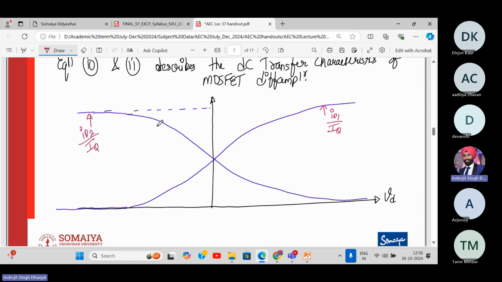Let's say this number is 0.5. This number is 1. 1 means ID1 and IQ are the same. So please draw this graph. And here the numbers are, let's say, 0.2, 0.4, 0.6, 0.8, and so on. This is minus 0.2, minus 0.4, minus 0.6, minus 0.8.